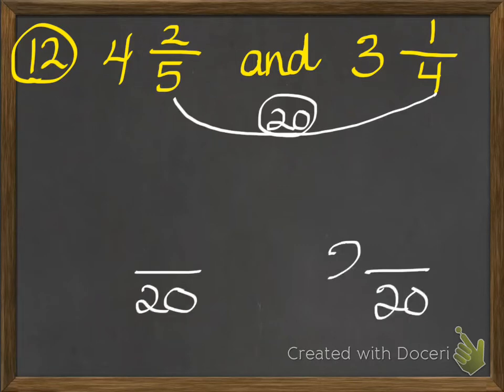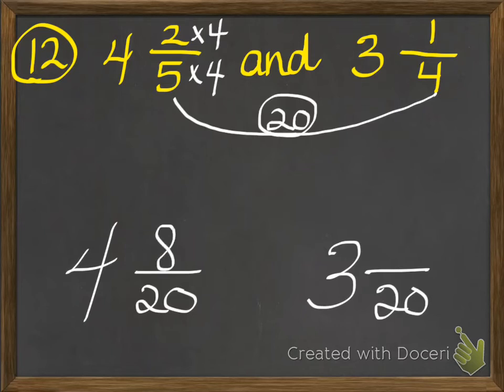The whole number is going to stay the same. That's not going to change at all. And then I just change my numerator by multiplying it times the same number I multiplied my denominator by. So to get 5 to 20, I have to multiply times 4. So I multiply the numerator by 4. 2 times 4 is 8.